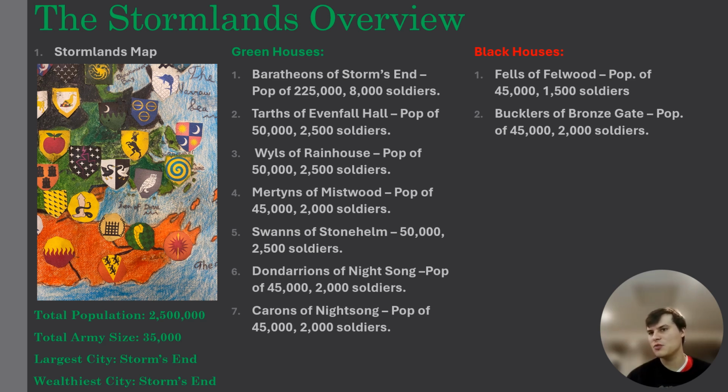They have fearsome warriors, 35,000. The largest and wealthiest city we can assume is Storm's End. The Wylds of Rainhouse, I believe, are also a fairly wealthy house in the Stormlands. But overview of the kingdom: Rhaenyra controls the northern Stormlands at this point in the war. The Bronze Gate, Fellwood, and Haystack Hall, as you can see, that black territory in the very north, right above the Baratheon sigil.